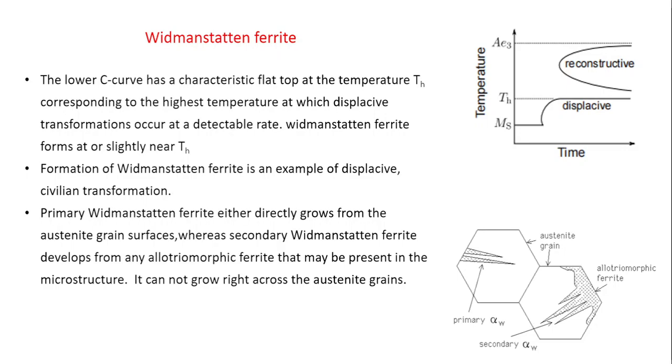The secondary Widmanstatten ferrite is usually formed on the allotriomorphic ferrite, which is produced at the grain boundaries of austenite. So this typically is the allotriomorphic ferrite, and then on top of that you have got the Widmanstatten ferrite, which type of platelets which are penetrating into the austenite grains. So these are called as the secondary Widmanstatten ferrites.